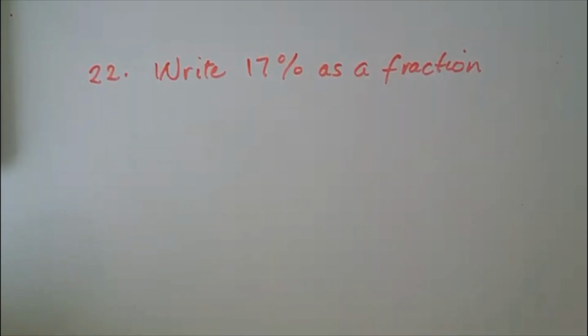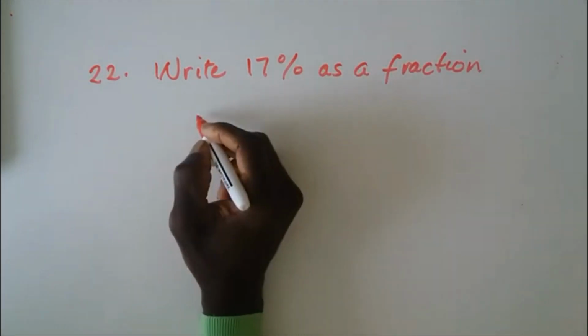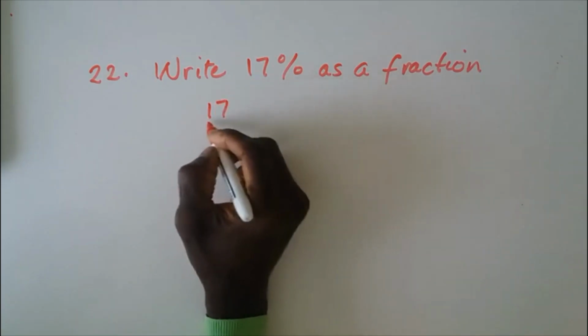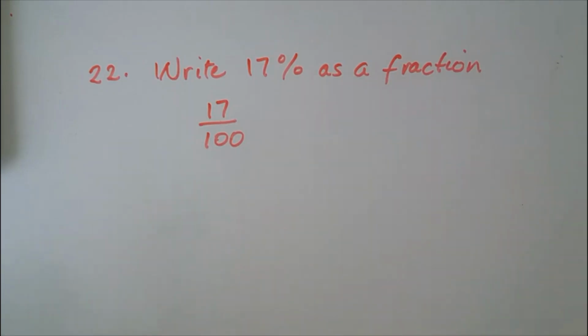Write 17% as a fraction. Percentage means out of 100, so this is the same as saying 17 out of 100. We cannot simplify this fraction anymore because 17 is a prime number and only has one common factor of 1 between itself and 100. So we can't simplify this.